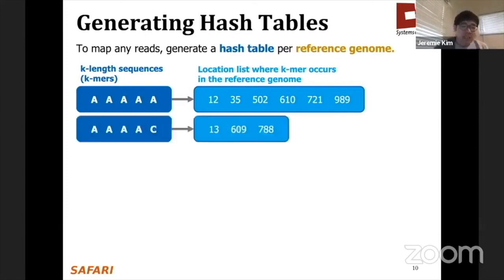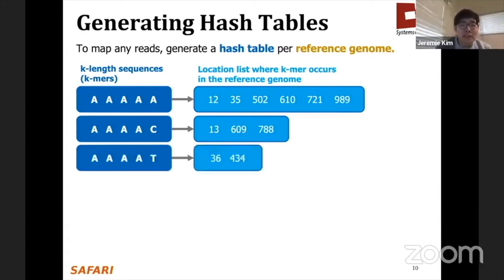We generate the key value pairs for every permutation of k-mers for the chosen value of k. And so the number of keys in this hash table depends on the size of the k-mers chosen. Just to emphasize, we see that the k-mer AAAAT occurs starting at the 36th and at the 434th base pairs of the reference genome. If you see that sequence, you can immediately go to that location in the reference and extract the sequence of relevance.